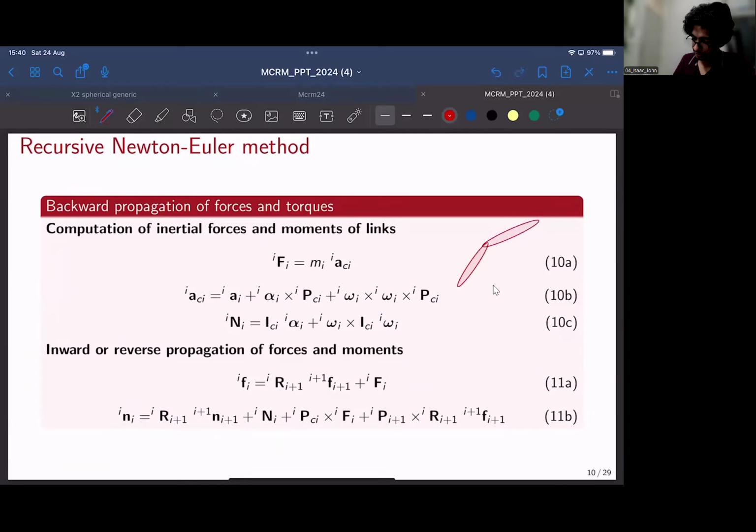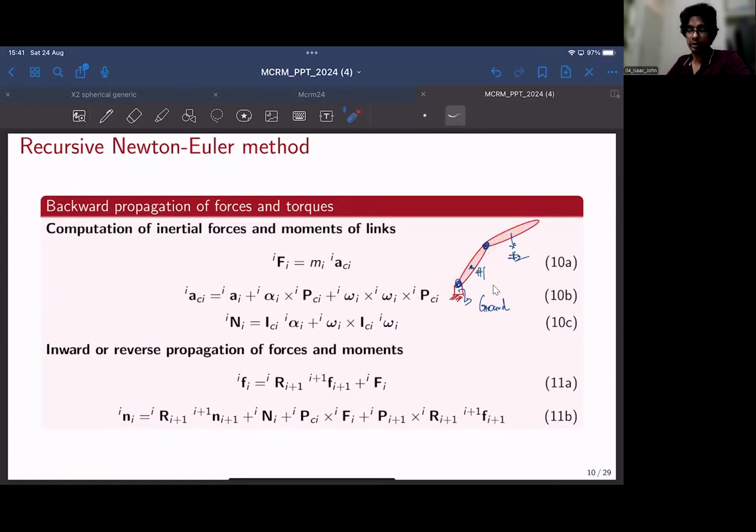So again, if I consider this to be a 2-link robot, I'll label this as ground. This is link 1. This is link 2. These are the joints. So the backward propagation basically deals with the propagation of forces and moments from the tip of the end effector all the way to the ground.